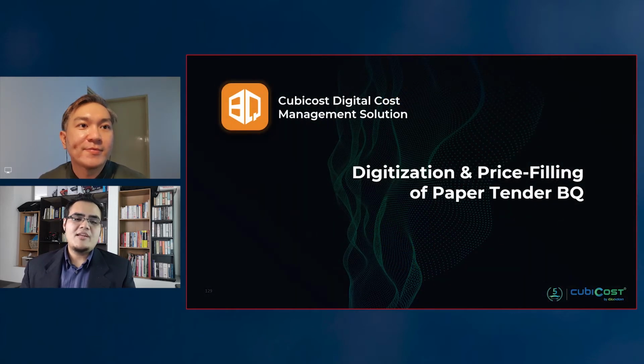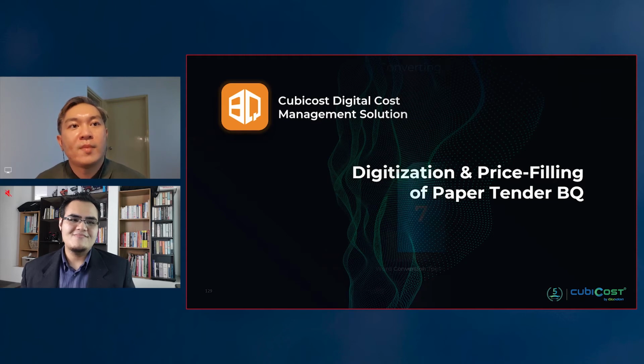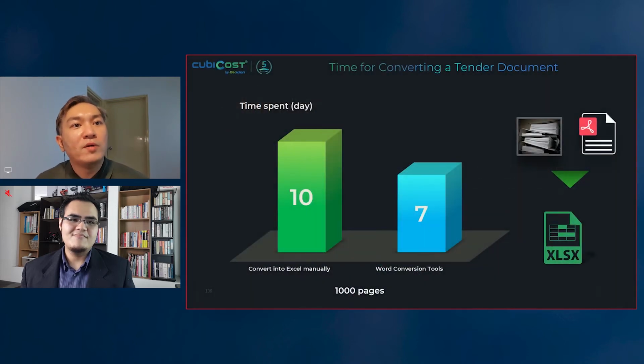For the traditional tendering method, which is still widely used in our country, how can TBQC help contractor users when they receive a hard copy or electronically scanned tender BQ? According to our surveys, on average, a contractor needs to spend 7 to 10 days to digitize a 1,000-page BQ using the manual way or another text conversion tool.